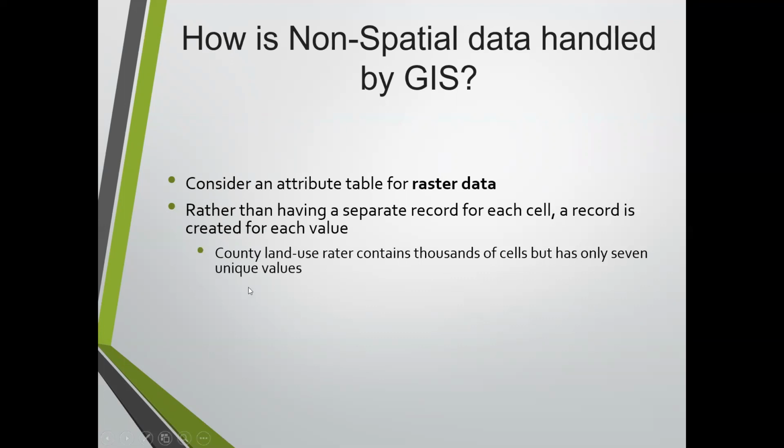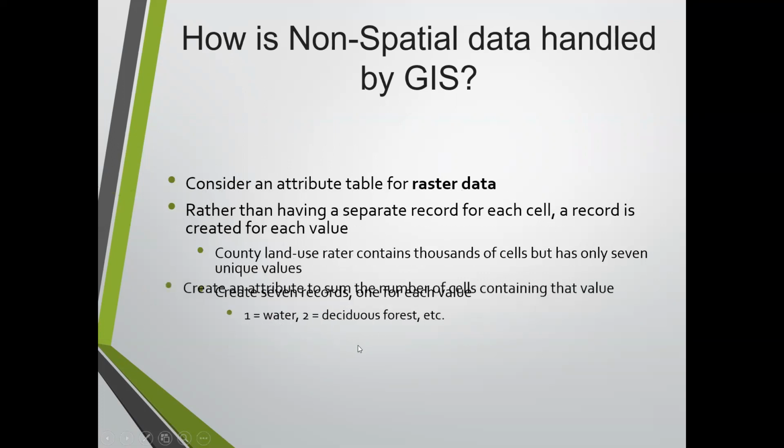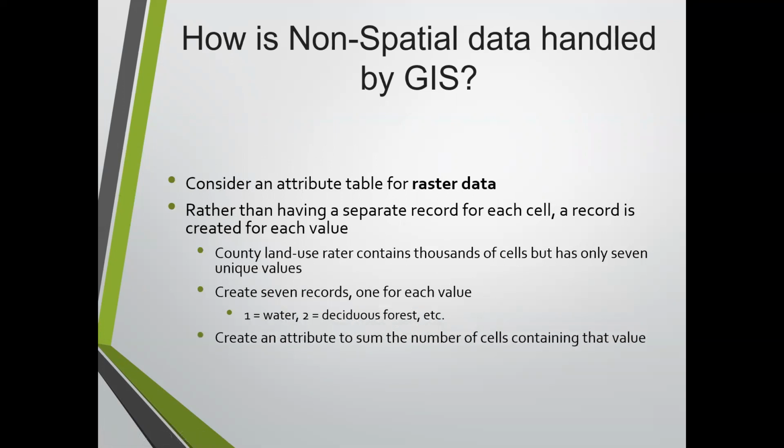unique values. So land use might be agricultural, industrial, and residential. You assign a number for each of those, and usually they color code that, like we were looking at with that other raster of the land use type. So you create 7 records, 1 for each value, 1 for water, 2 for deciduous forest, etc. And then your attribute is just the sum of those cells containing that value.